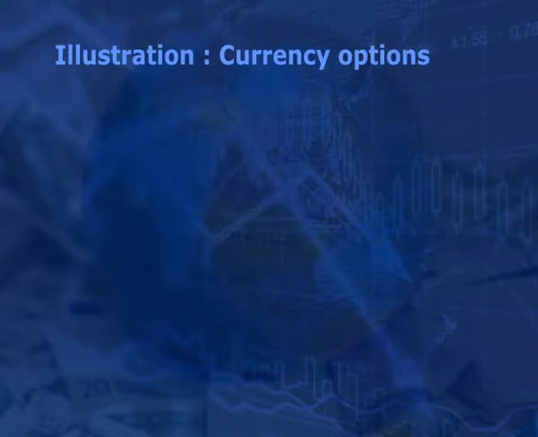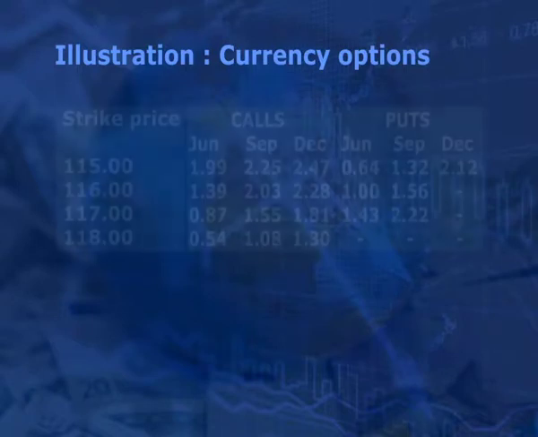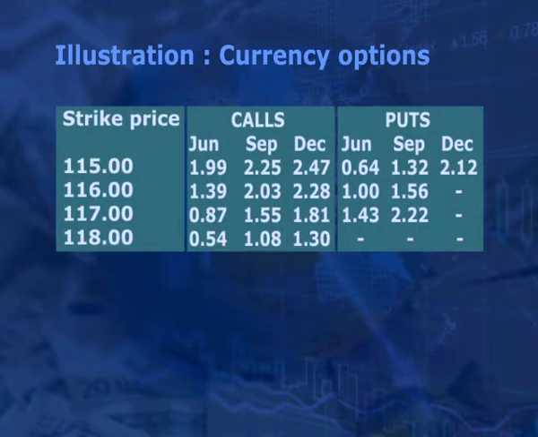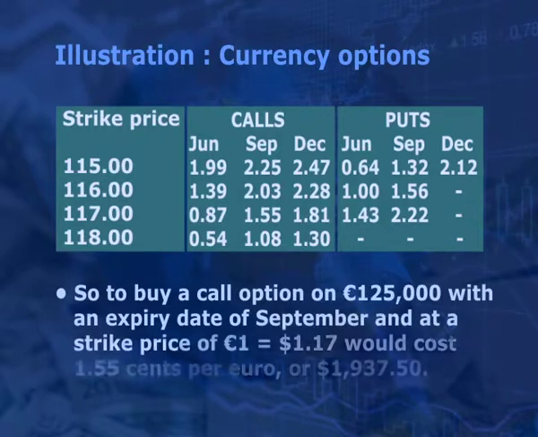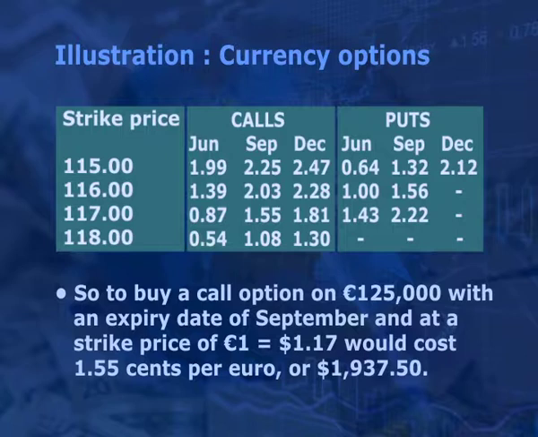Now, to talk about an illustration of the currency options. A typical pricing schedule for the US dollar per euro currency option on the Philadelphia Exchange is as follows. Here, the options are for a contract size of €1,25,000 and prices, both strike price and premia, are quoted in US dollar, that is, cents per euro. So, to buy a call option on €1,25,000 with an expiry date of September and a strike price of €1 is equal to $1.17 would cost 1.55 cents per euro or $1,937.50.